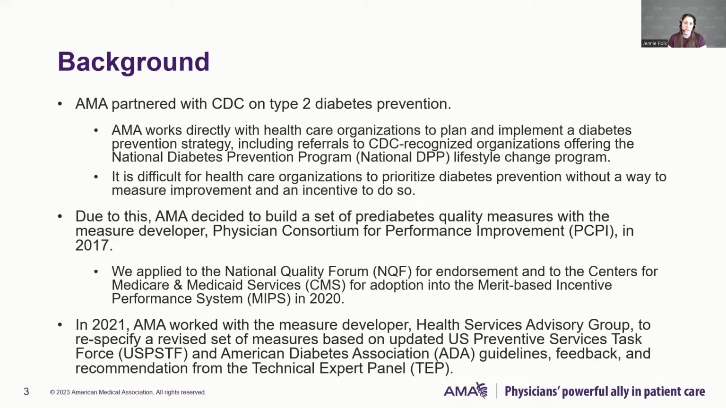As a result of this, AMA began to develop the prediabetes quality measure set. Work on the measure set started in 2017, and in 2020, we applied to the National Quality Forum, or NQF, for measure endorsement, and to the Centers for Medicare and Medicaid Services, or CMS, for adoption into the Merit-Based Incentive Performance System, otherwise known as MIPS. Unfortunately, we were not successful at that time.